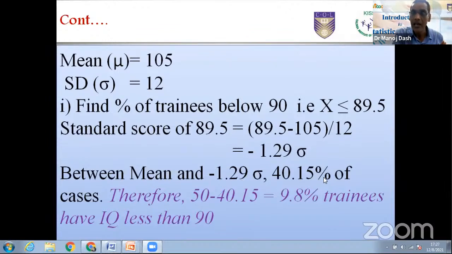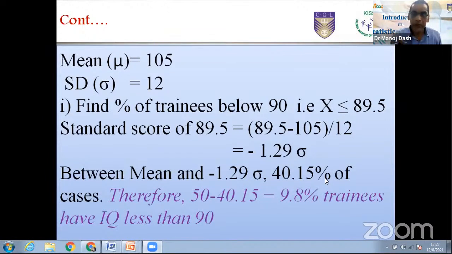40.15% of cases are between the mean and 89.5. So what is the remaining portion? Left of the mean, the total area is 50%. Right of the mean, the total area is 50%.